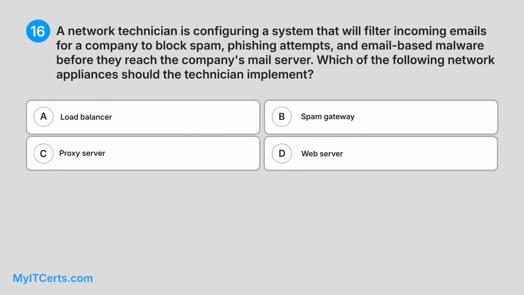(16) A network technician is configuring a system that will filter incoming emails for a company to block spam, phishing attempts, and email-based malware before they reach the company's mail server. Which of the following network appliances should the technician implement? A. Load balancer. B. Spam gateway. C. Proxy server. D. Web server. Do you know the answer?